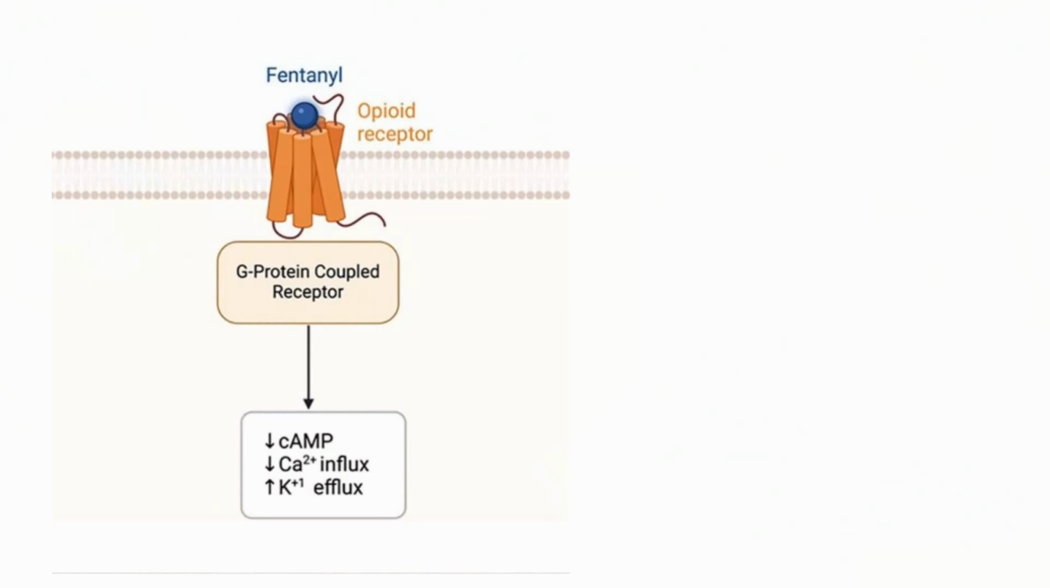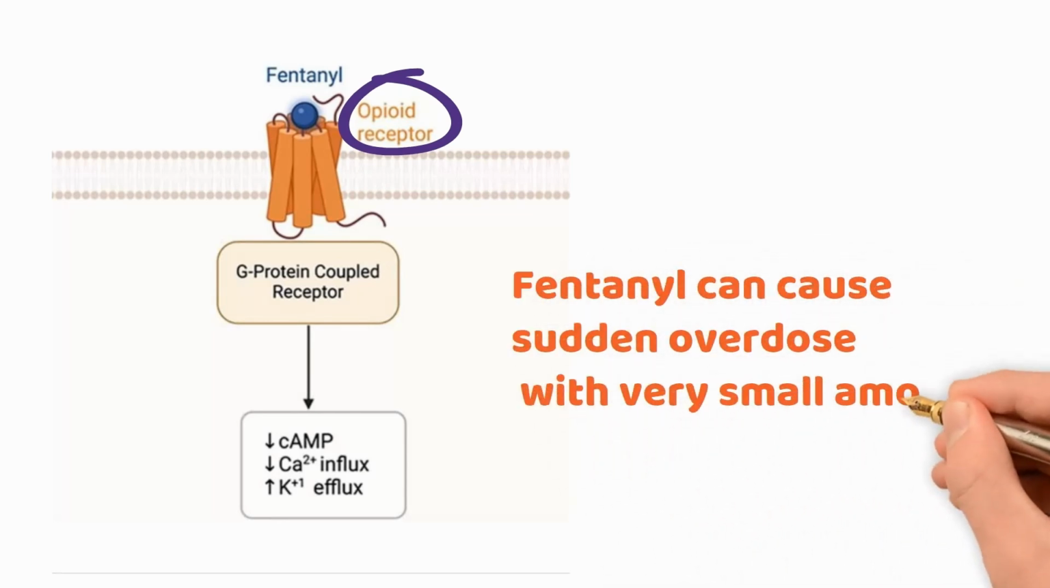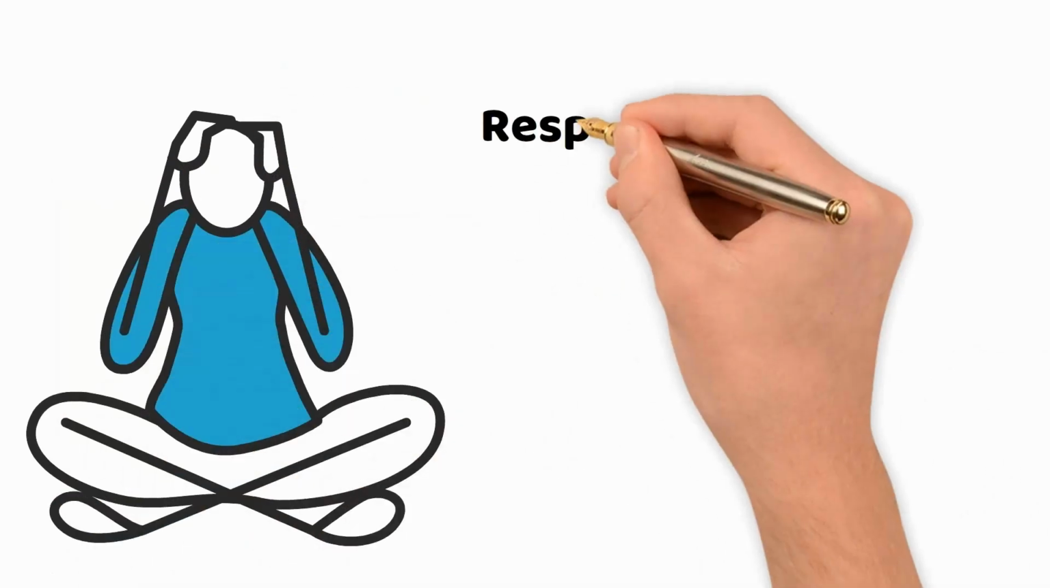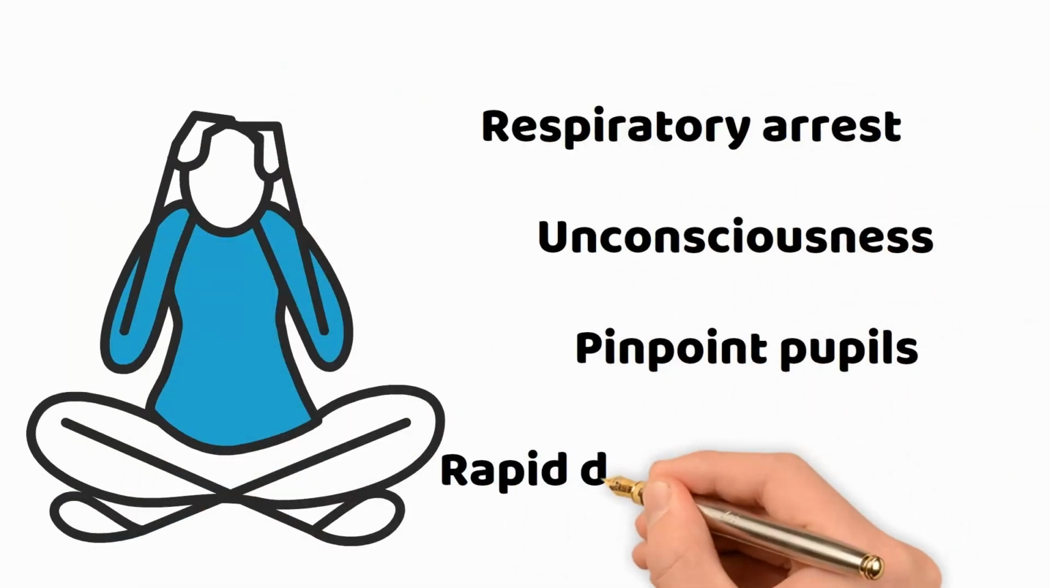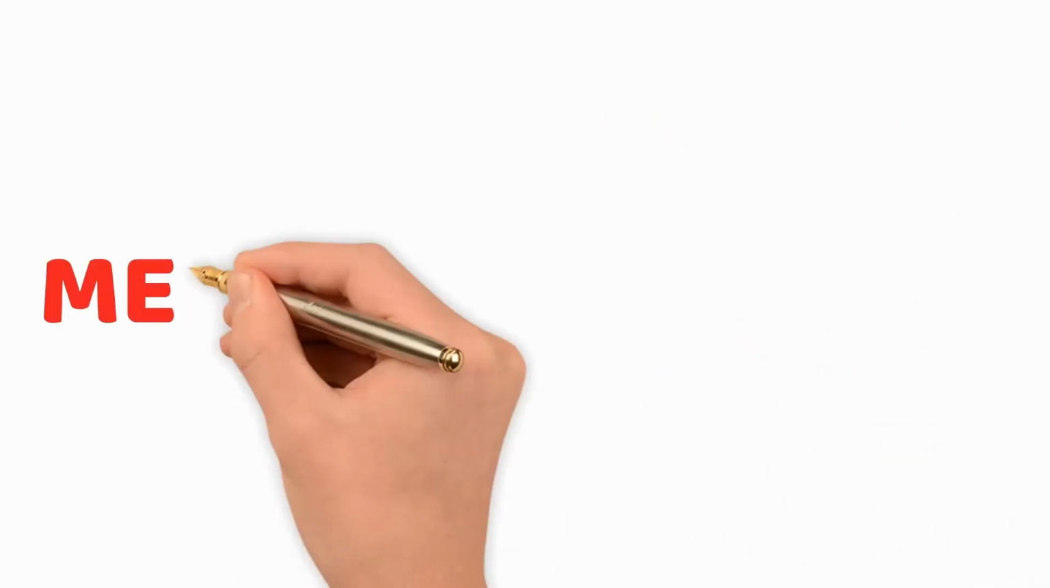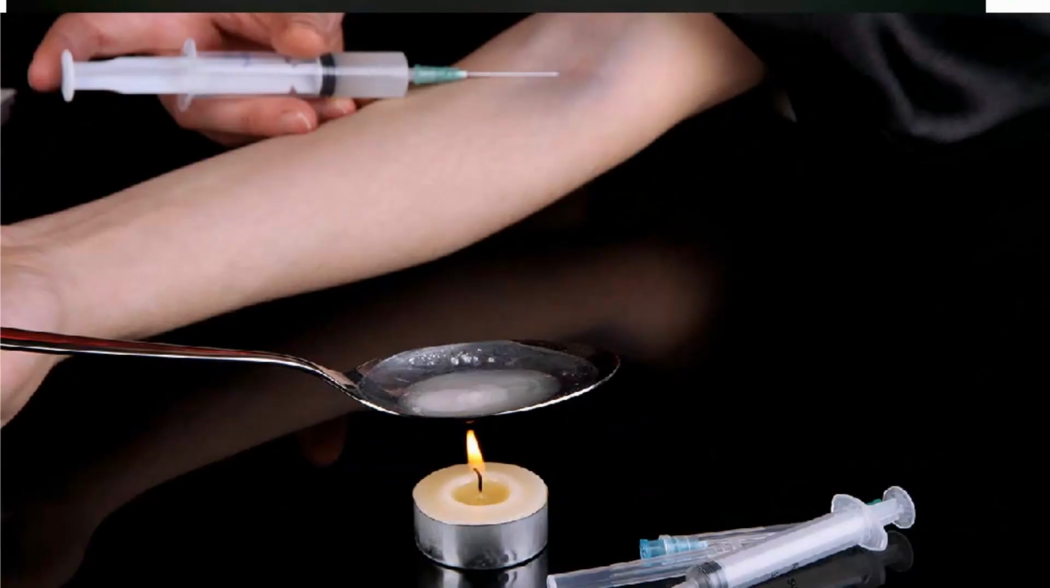It is an extremely potent opioid that activates mu-opioid receptors far more intensely than heroin. Because of this potency, fentanyl can cause sudden overdose with very small amounts. Its main adverse effects are respiratory arrest, unconsciousness, pinpoint pupils, and rapid death if untreated. Methamphetamine. Methamphetamine can be smoked, snorted, injected, or swallowed.